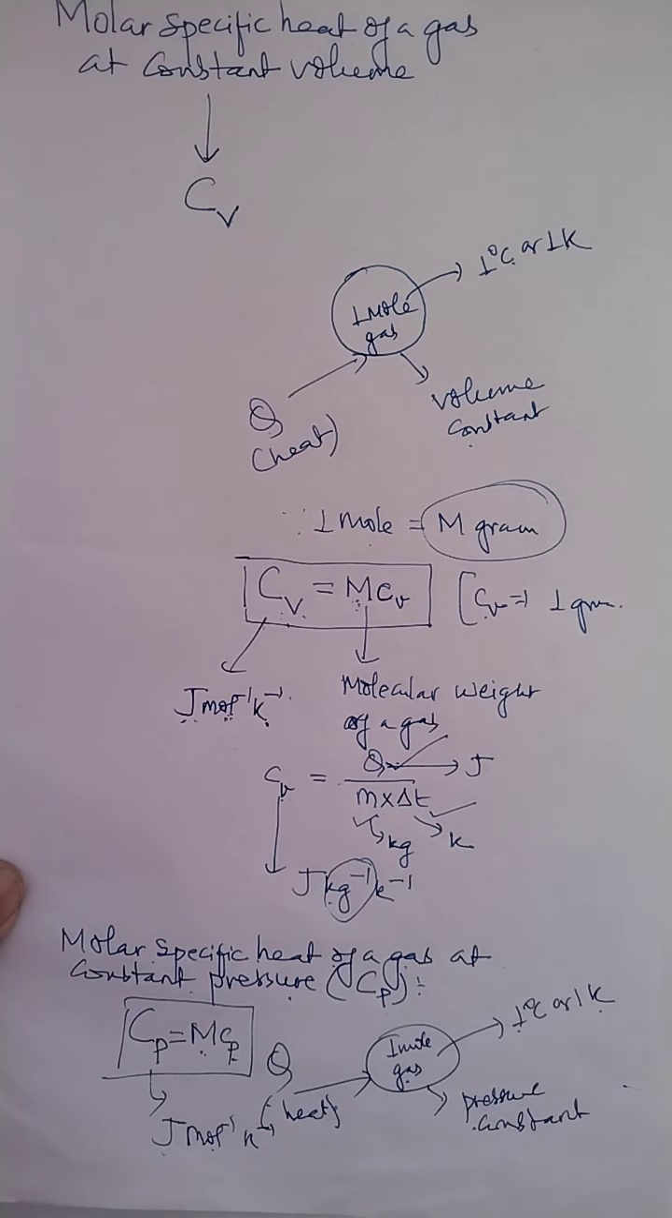So I have explained in detail the two specific heats for the gas, at constant pressure and constant volume. Now in the next YouTube video you will learn the relation between these two, Cp and Cv.